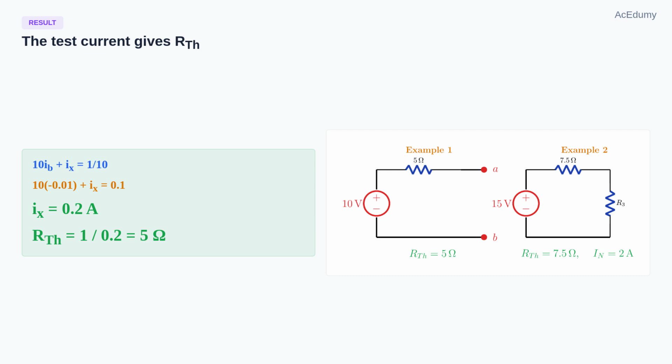KCL at the top node gives 10 IB plus IX equals 1 over 10. Substituting IB gives IX equal to 0.2 ampere. Therefore, Rthevenin is 1 volt divided by 0.2 ampere, or 5 ohms.